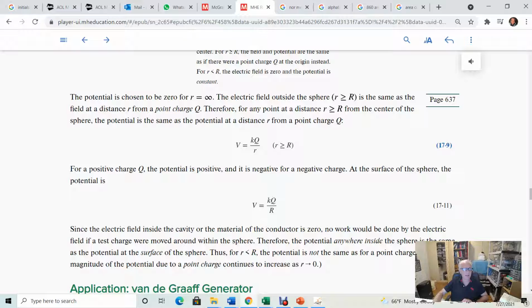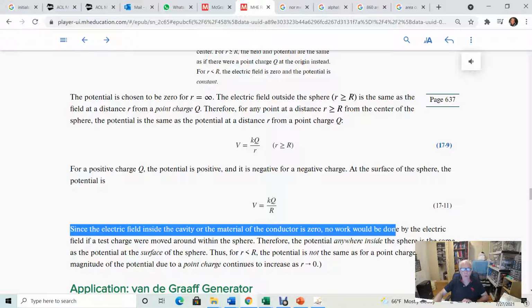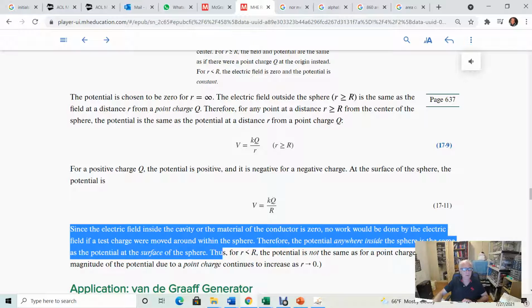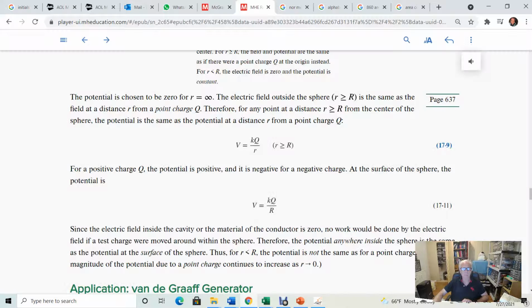Since the electric field inside the cavity of material of the conductor is zero, no work would be done by the electric field or the electric force if you were to move around within the charge of the sphere. The electric field is zero, the force is going to be zero as well. Therefore, the potential anywhere inside the sphere is the same as the potential at the surface of the sphere. That's another way of explaining that.